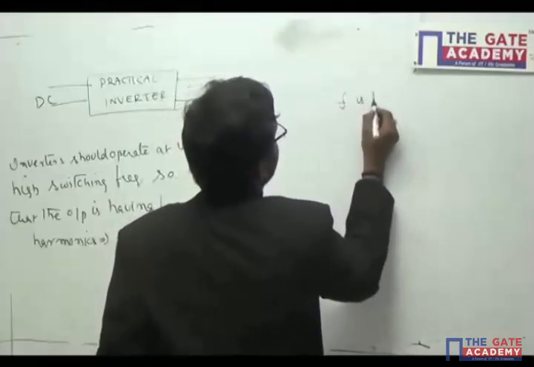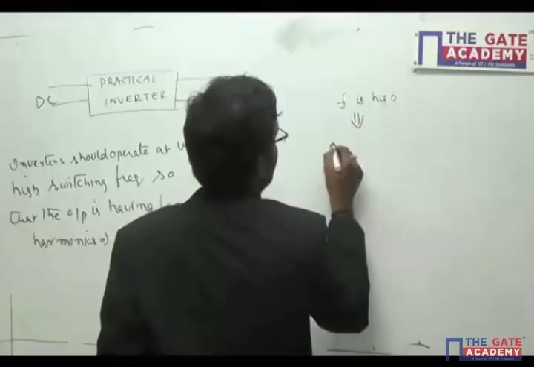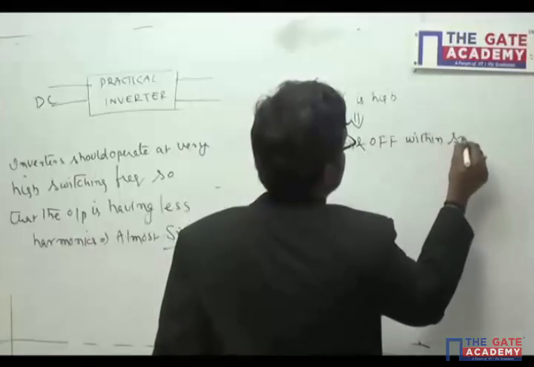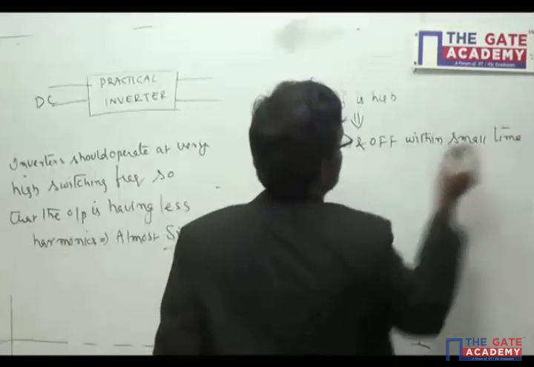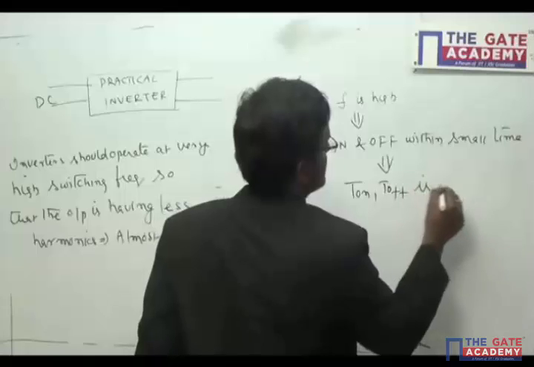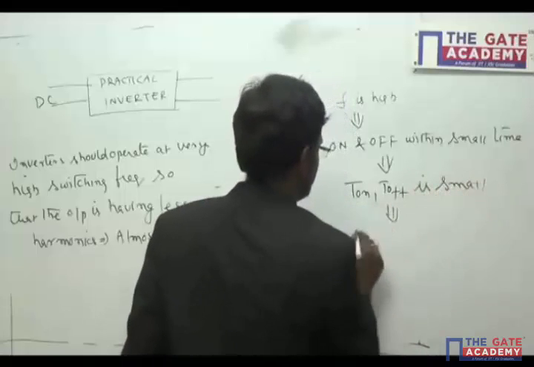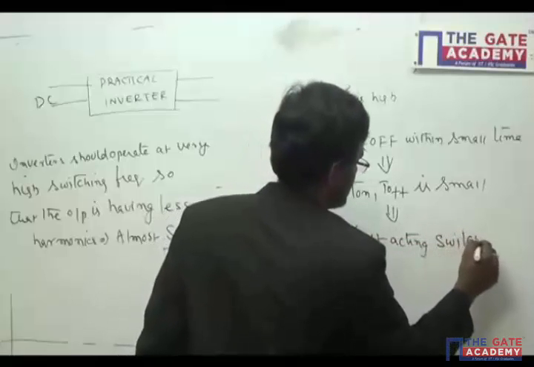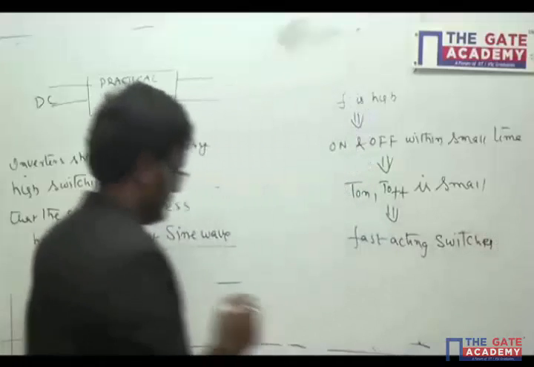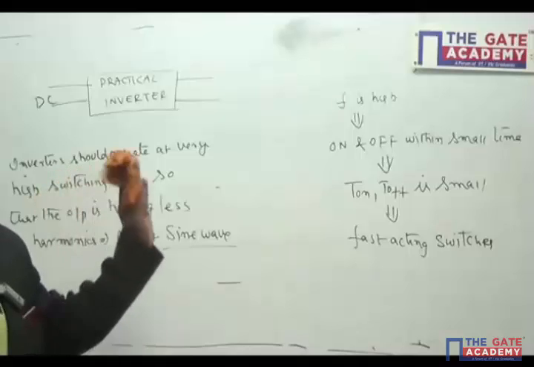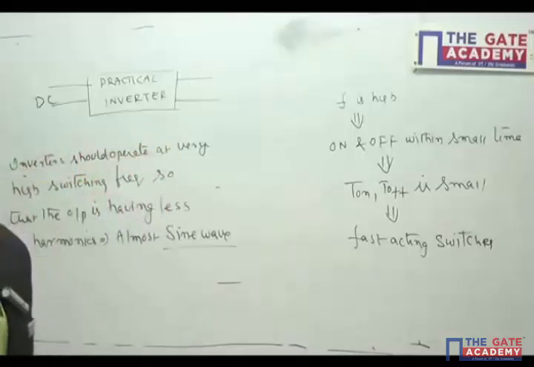So F is high. What does it mean? It has to turn on and off within a small time. That means on time and off time are small. This means the switches are fast acting switches. So this is the application where you require more switching frequency.